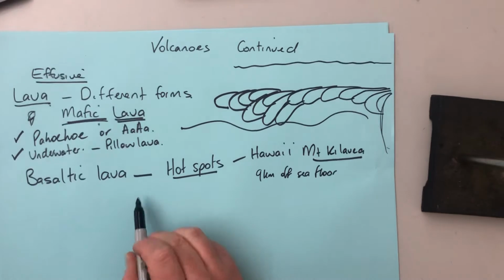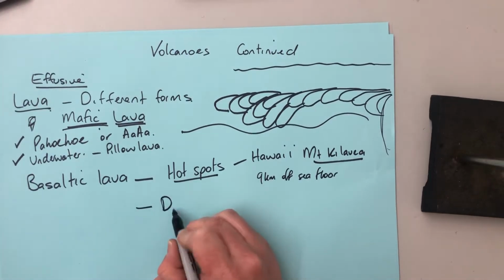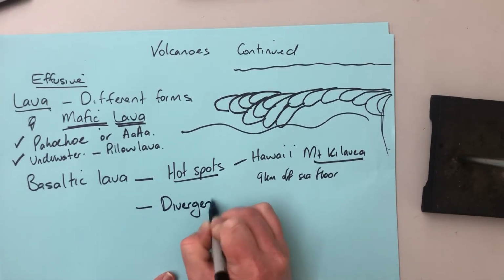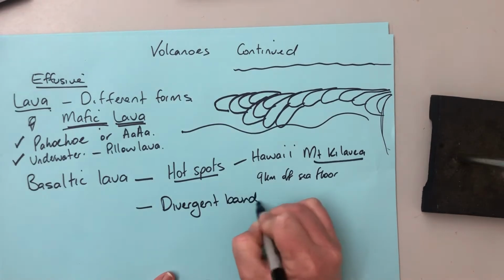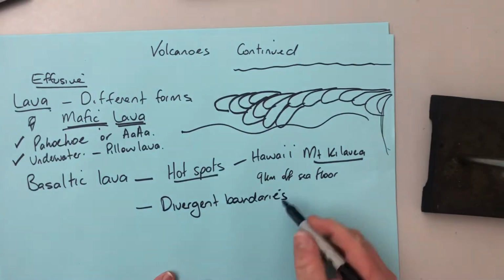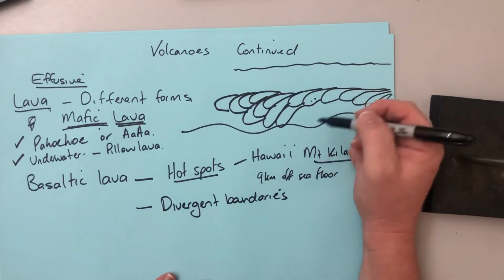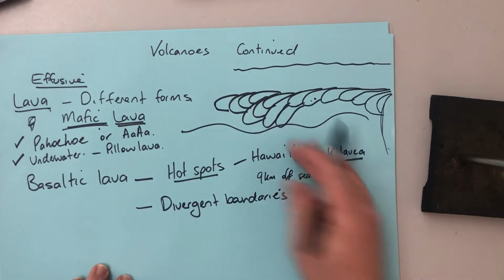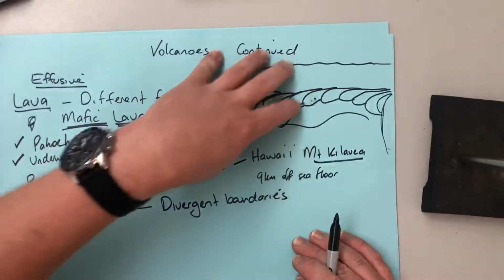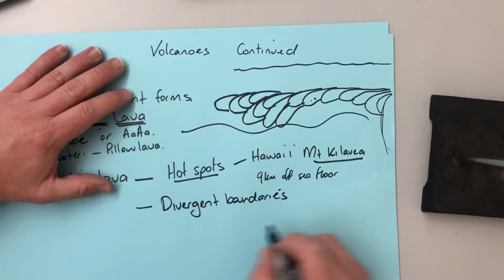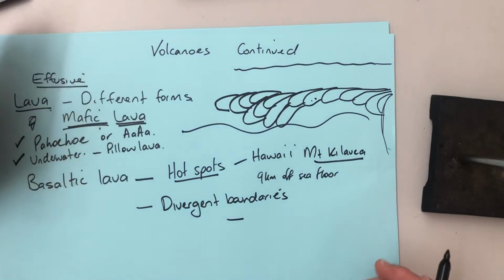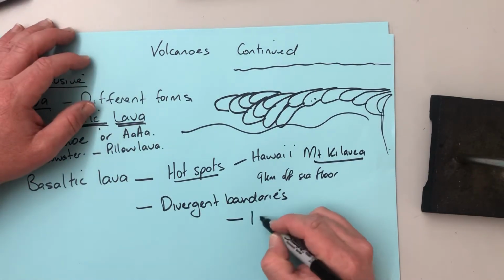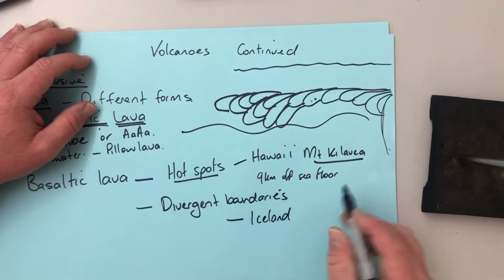The other place you get basaltic lava is in divergent boundaries. So if we're thinking back to our pillow lava up here, divergent boundaries at spreading ridges or mid-ocean ridges is where we're going to have these pillow lavas form on a massive, massive scale. But another place where we get that today is in Iceland.